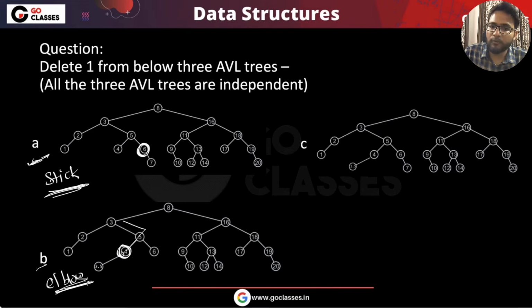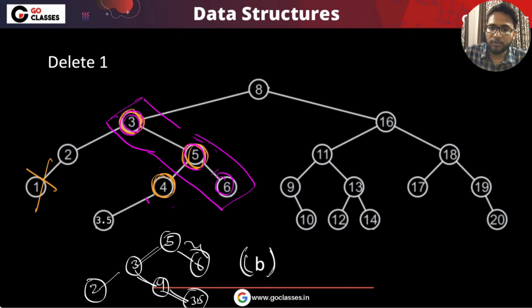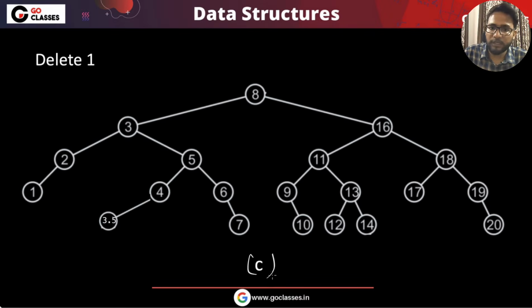What is the reason for the elbow? Because of the higher height. Now let's see this third example, which is C. Let's do this third example, which is saying that this is C, the delete 1. So they are saying delete this one.